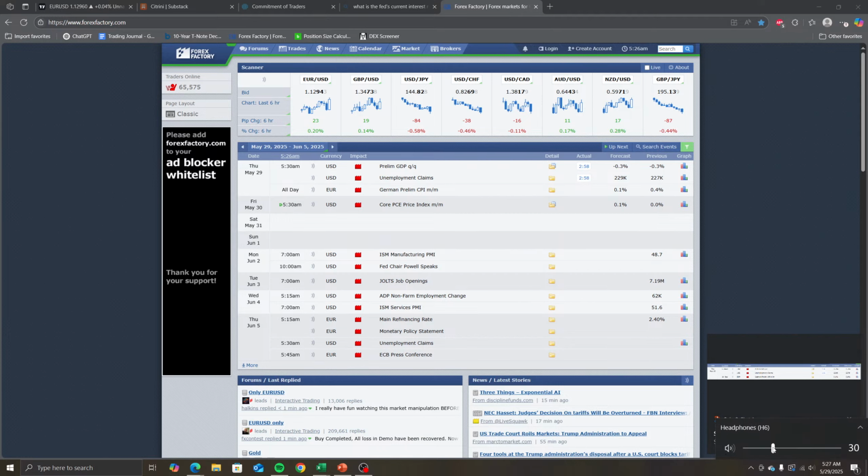Can I lower this volume? If I lower this volume, does it turn down my volume? No, it does not turn down my volume. Alright, so let me just lower this. Let's see, what am I doing?